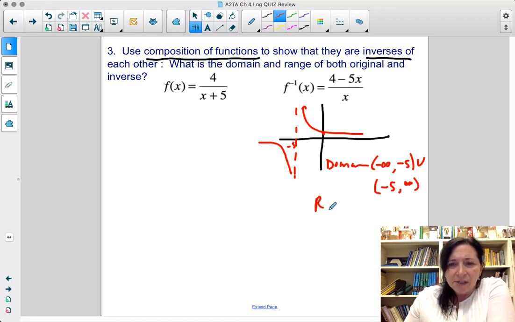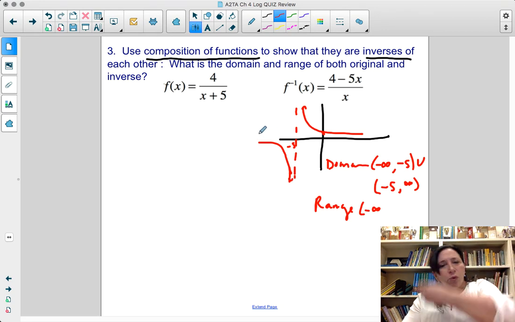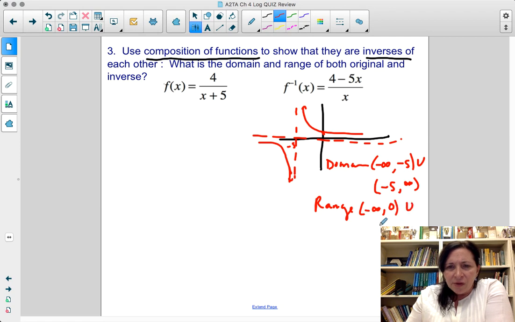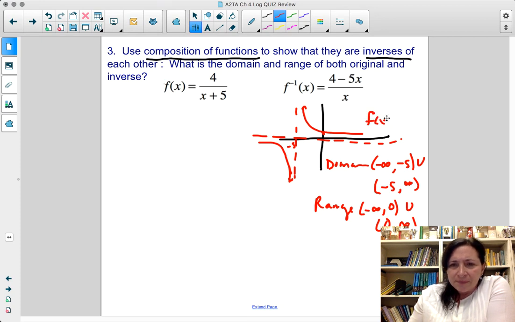And my range would be low to high. So that would be -infinity. See down here, this keeps going down, and going up. My actual horizontal asymptote is at y equals 0. So it does go -infinity to 0 in union with 0 to infinity. So that's my domain and range for f of x. So that's not using composition of functions, that's just saying the domain and range for the function.